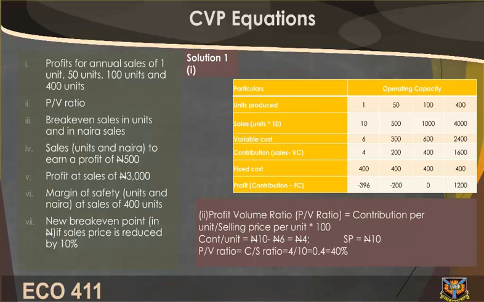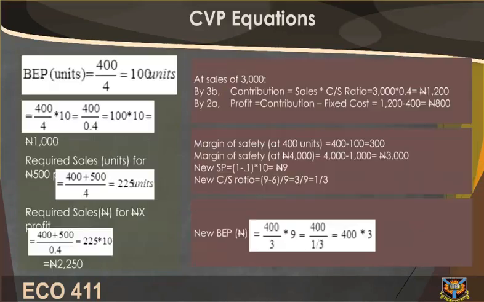4. Sales, that is units and naira, to earn a profit of 500 naira. 5. Profit at sales of 3,000. 6. Margin of safety at sales of 400 units. 7. New break-even point in naira if sales price is reduced by 10%. The solution is shown below.